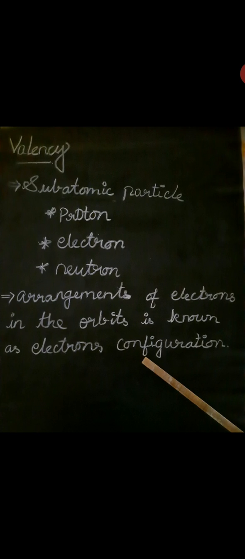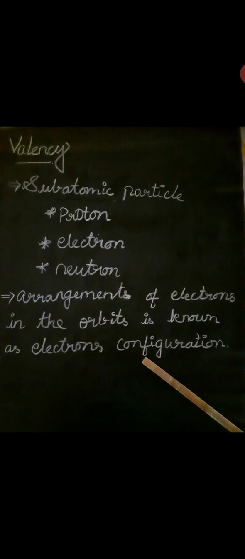Next we will see valency. We learned a little about the Rutherford atomic model, and in it we learned about valency. According to Rutherford, an atom consists of subatomic particles, that is protons, neutrons and electrons. The protons and the neutrons are found at the center of the atom. The center of the atom is called the nucleus. The electrons revolve around the nucleus in circular paths.